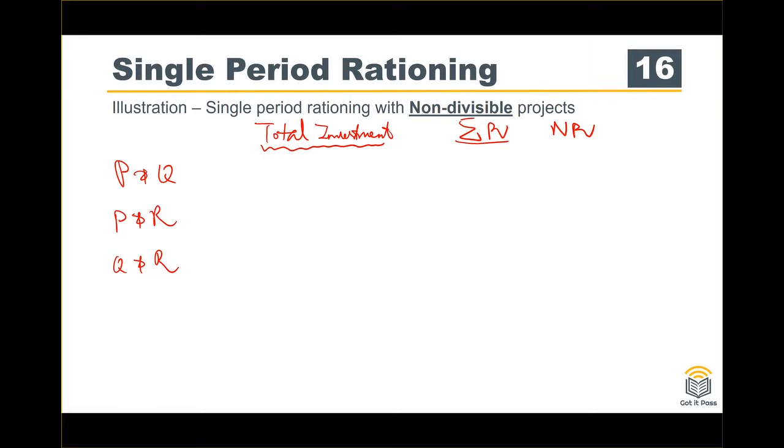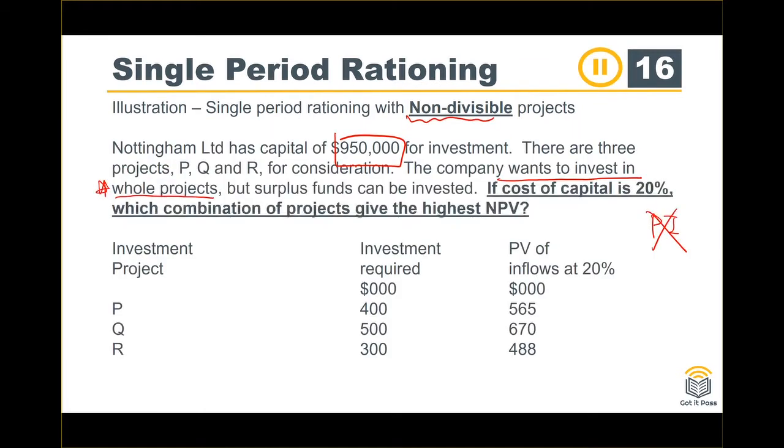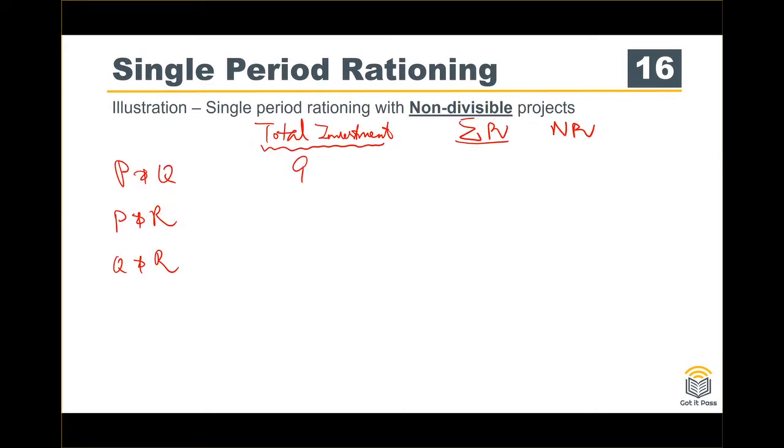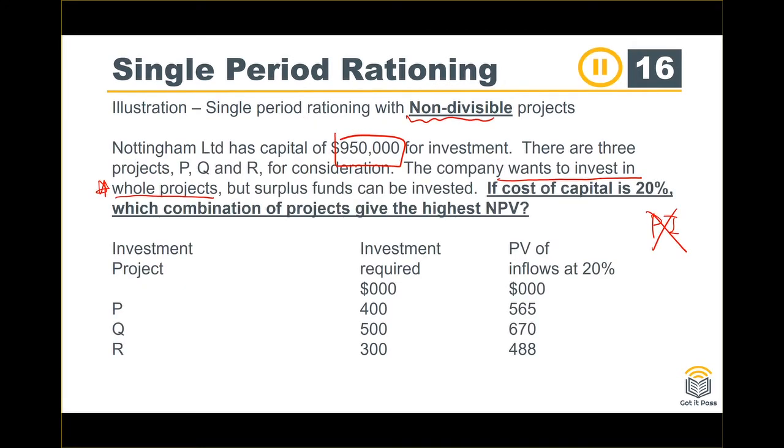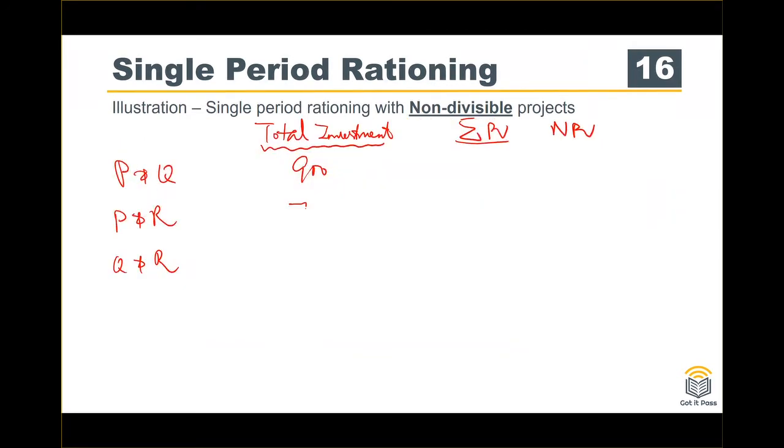For the P and Q, the total investment, how much? P and Q is 400 plus 500, so it's $900. Okay, P and R, which is 400 plus 300, which is 700. For Q and R is 500 plus 300, so it's 800.